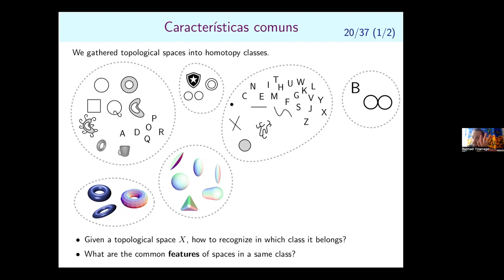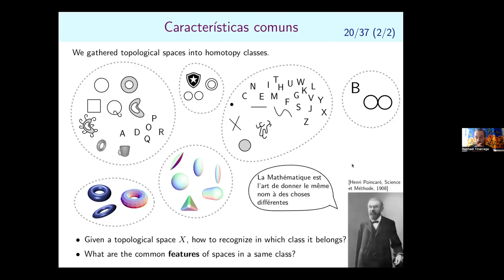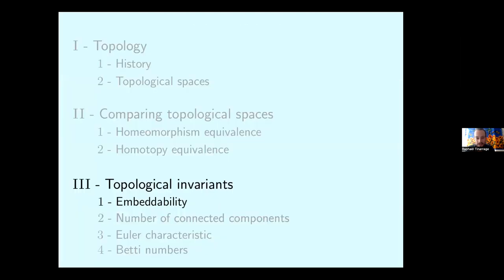Another question is, given a class, given a group, what are the common characteristics? What are the common features of the spaces in this group, right? As we've seen, this B here shares with the 2 circles the fact that it has 2 holes, right? This question could be related to this observation of Poincaré. In this very nice book, he said, math is the art of giving the same name to different things, which is exactly what we are doing here, right? I will introduce today 4 invariants, 4 properties or characteristics. The first one is embeddability.